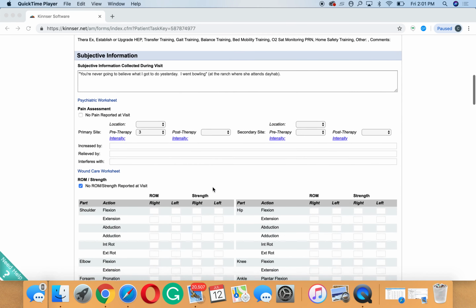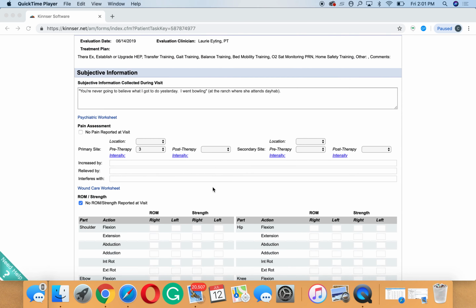Subjective, quotation marks are always a good way to go, but please don't put the same thing every day. Alert and cooperative is not very good.